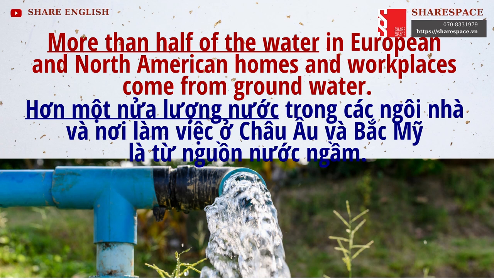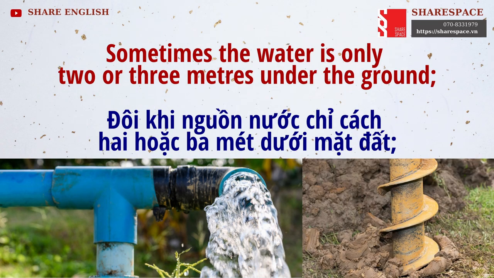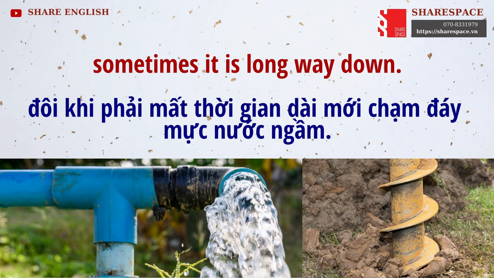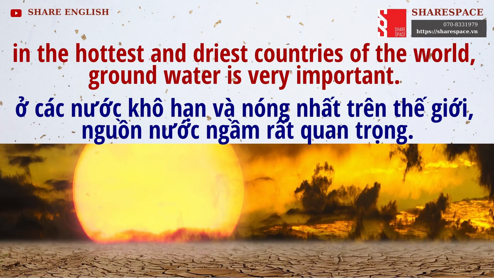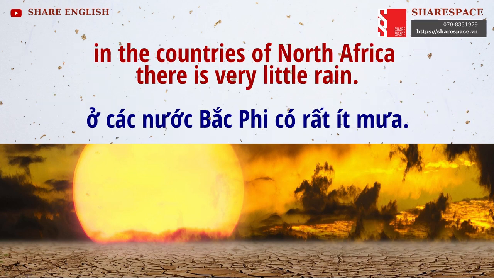More than half of the water in European and North American homes and workplaces comes from groundwater. Sometimes the water is only 2 or 3 meters under the ground. Sometimes it is a long way down. In the hottest and driest countries of the world, groundwater is very important.